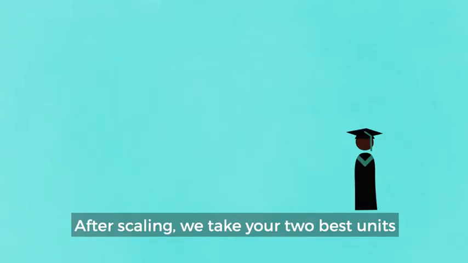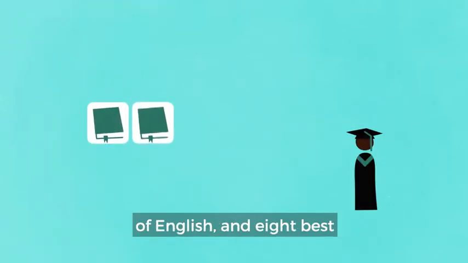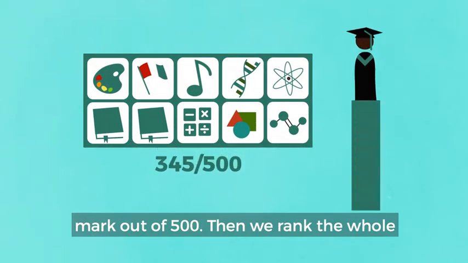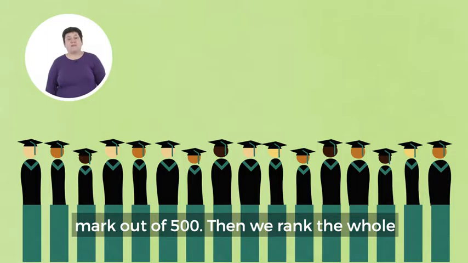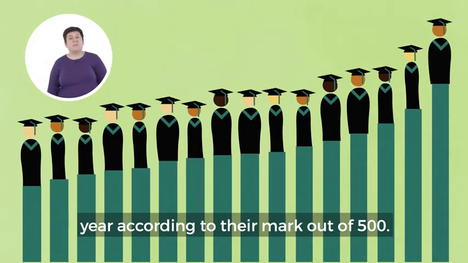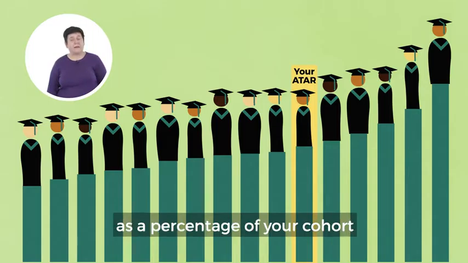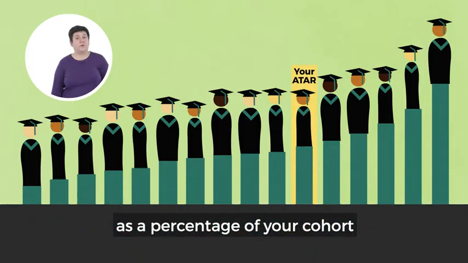After scaling, we take your 2 best units of English and 8 best other units to give you a mark out of 500. Then we rank the whole year according to their mark out of 500. Your ATAR is your rank as a percentage of your cohort.